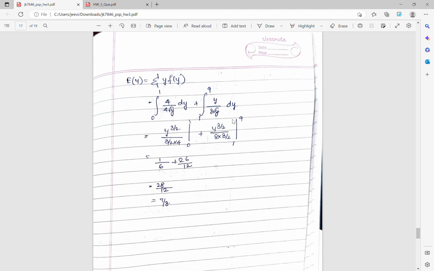Now, integrating them over the ranges, we will get the value as 1 by 6 plus 26 by 12, which is equal to 28 by 12. The value is 7 by 3. Therefore, E of y is equal to 7 by 3. And hence, this is the solving for the question 2 of homework 3.